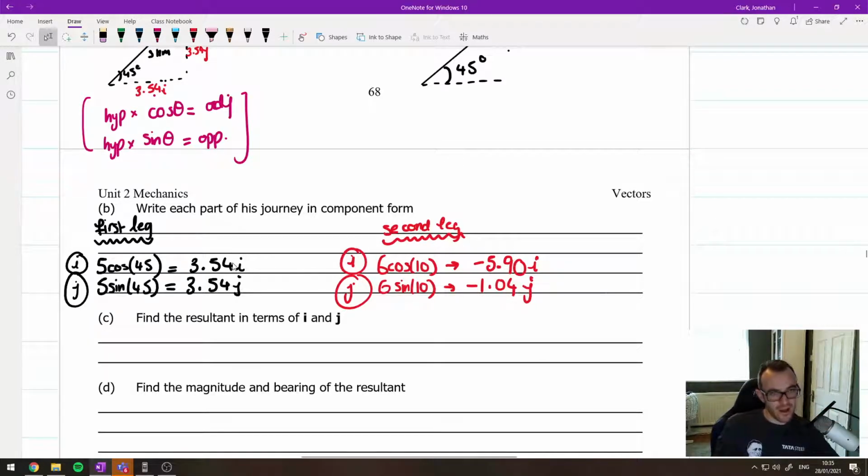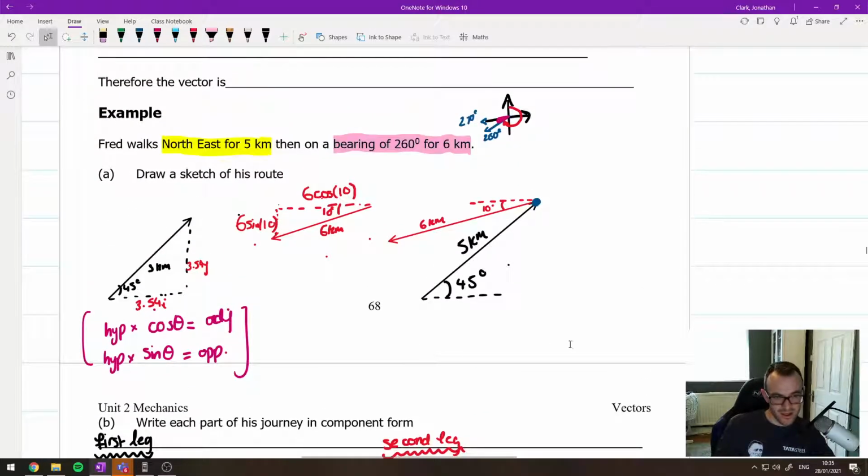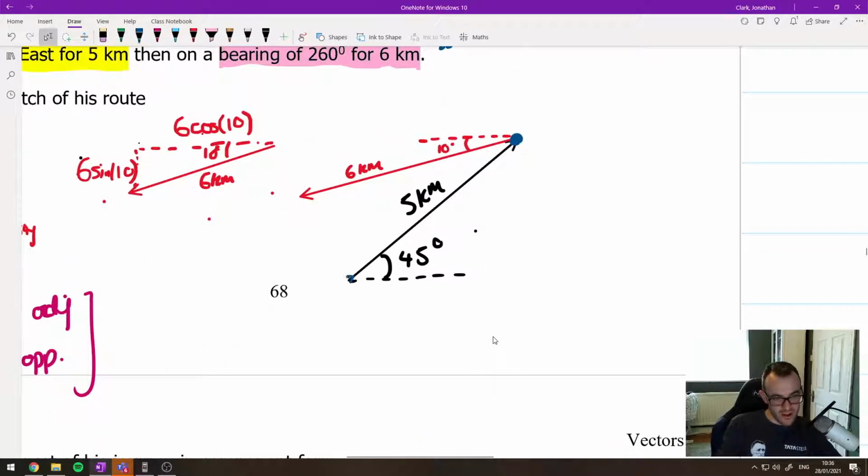That's okay. Now, the resultant. So we'll encounter the resultant in forces when we get there. The resultant is just the result of the entire sort of journey. When we take the two individual legs, we have a look at where we start and we have a look at where we end up. So here's our start point. Here's our finish point.